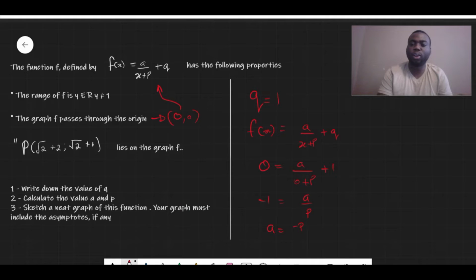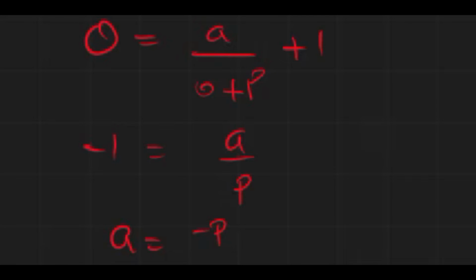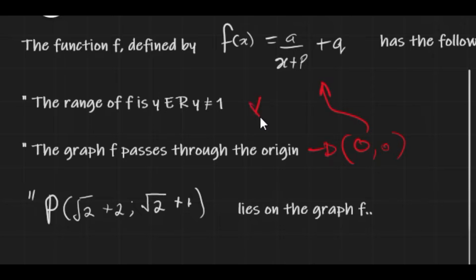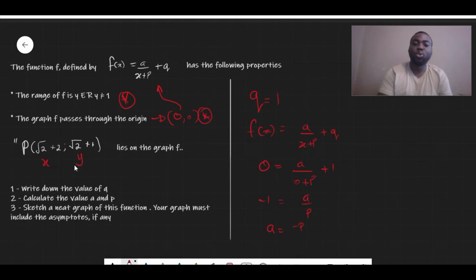By substituting the origin into the hyperbolic equation, I was able to get an equation which is a = negative p. I have used this property. The final one we have is the point which they say lies on the graph of f, with root 2 + 2 as the value for x and root 2 + 1 as the value for y. So that's a coordinate. Just like we substituted the origin, we would also substitute this coordinate into our graph.